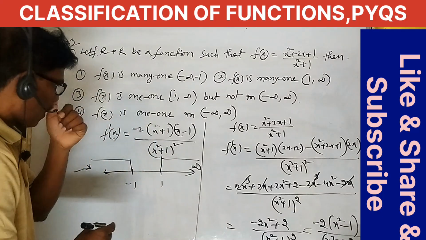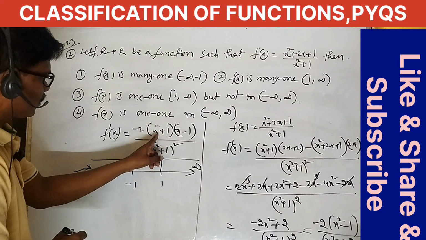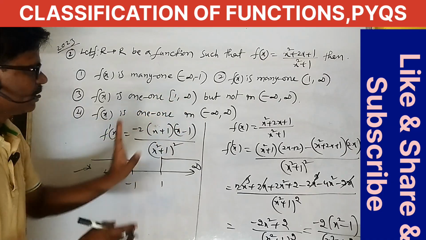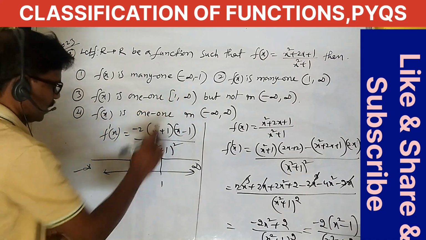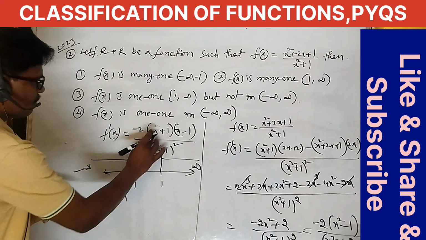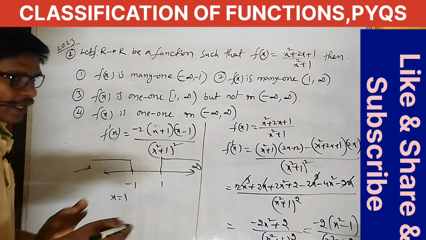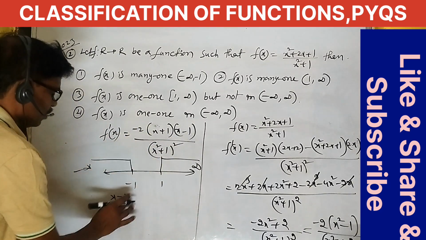Next, take a positive value. Check once here: the one-one function is on 1 to infinity. Right here, 1 to infinity is one-one. Now x is equal to 1. Put x equal to 1: 1 plus 1 is 2, and the value is 0. Is it greater than or equal to 0, or less than or equal to 0? Next, x is equal to 2.